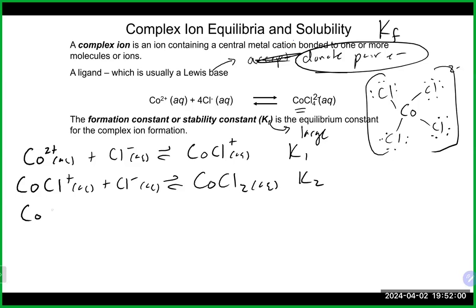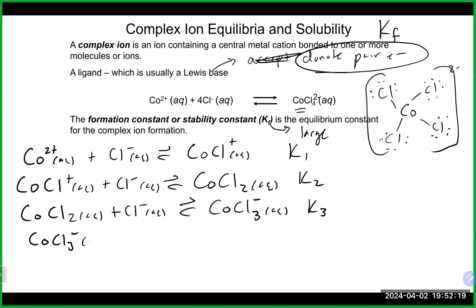Then the CoCl2 will pick up another chloride and give you CoCl3 minus. And lastly, this CoCl3 minus will pick up a fourth chloride to give us our CoCl4 2 minus in this case. So ligands actually do come on basically one at a time. They set up an equilibrium as they're coming on.